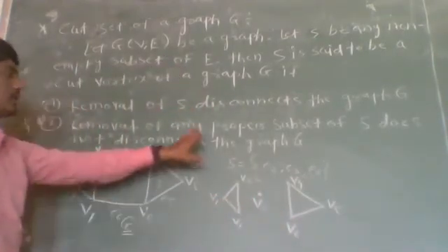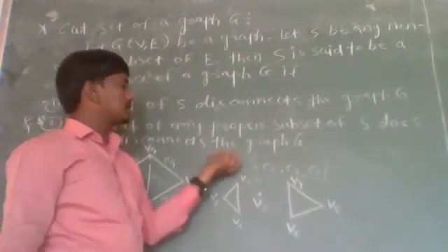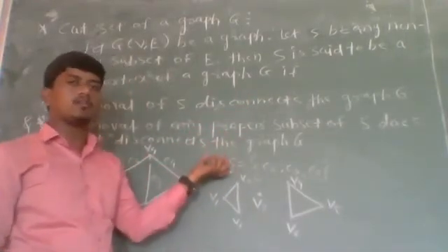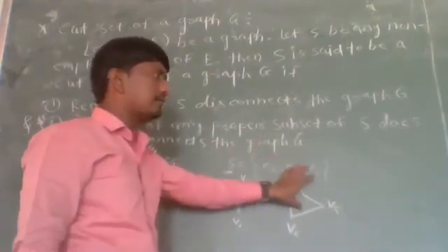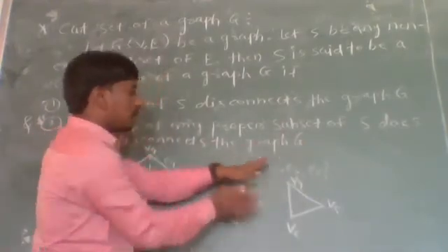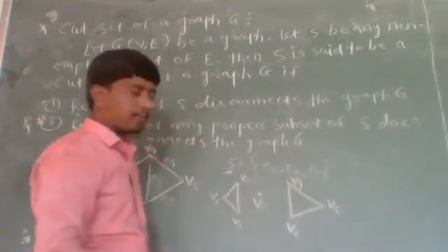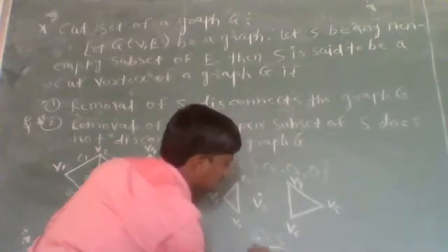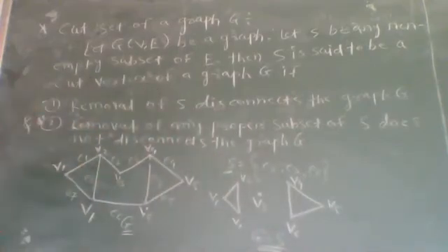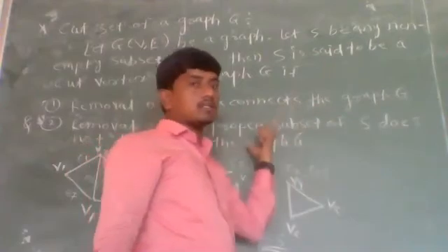So now let us check whether this S is a cut set of a graph G. By the definition of cut set of a graph G, any set S is said to be cut set if removal of S disconnects the graph G. It satisfies the first condition. If we remove these three edges, then the graph becomes a disconnected graph. That is, this one is G minus set S. But the second condition is, removal of any proper subset of S does not disconnect the graph G.